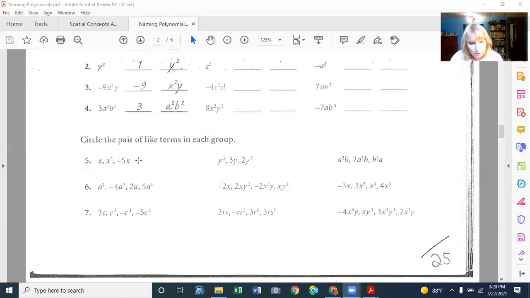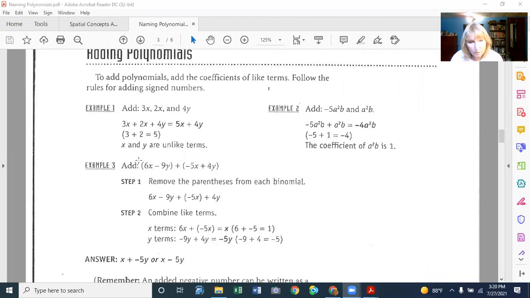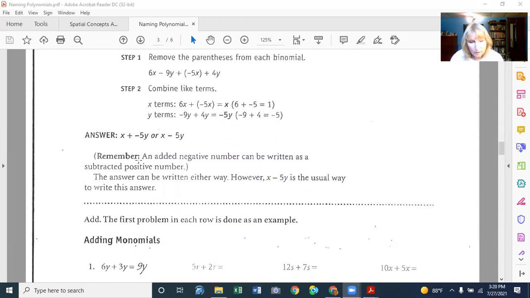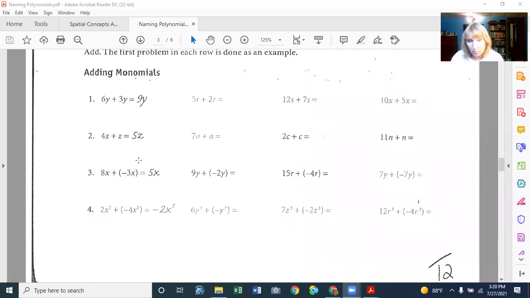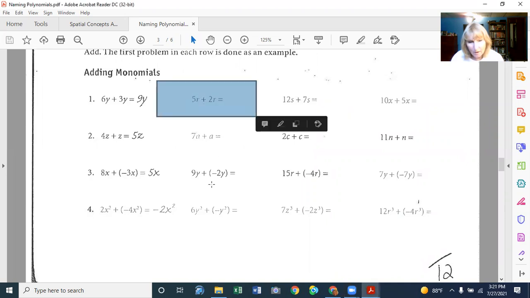Let's go on from there to adding polynomials. So you can look at that information later if you want. Let's just take a look at some of the problems. So the first one is done for you in the row. So let's look at the second one here. 5r plus 2r. So you add the coefficients. 5 plus 2, that would be 7. And then r just comes along.